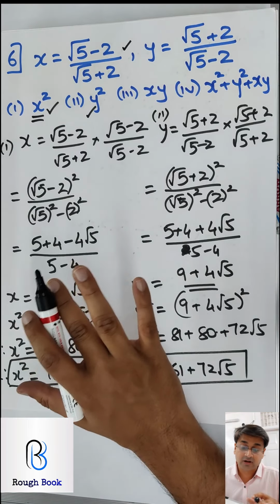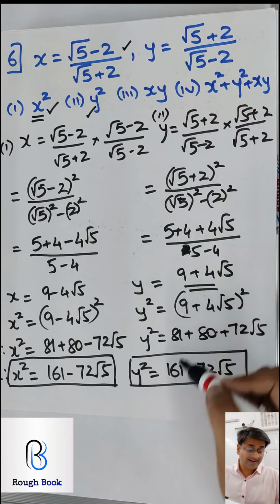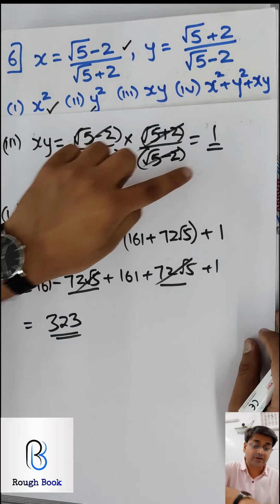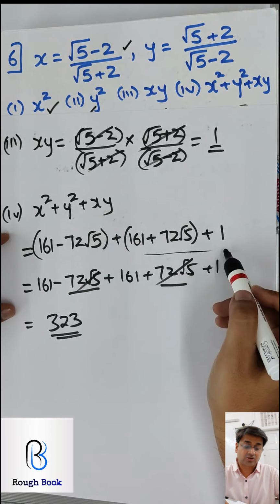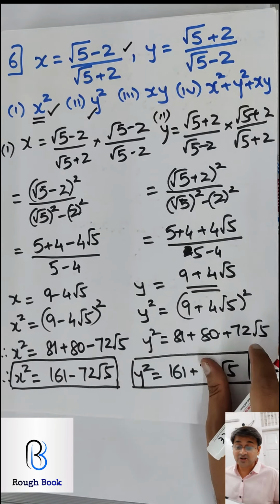It's going to be very difficult. So first rationalize, then square. Likewise rationalize, then square. Then xy was simple, and then get all the three parts together to get your final answer. Simple? Exactly the same is your next question.